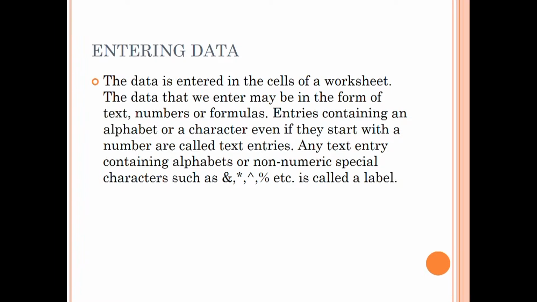Now we will understand how we enter data in a workbook. The data is entered in the cells of a worksheet. The data that we enter may be in the form of text, numbers or formulas. Entries containing an alphabet or a character, even if they start with a number, are called text entries. Any text entry containing alphabets or non-numeric special characters such as ampersand, asterisk or percentage, etc. is called a label.